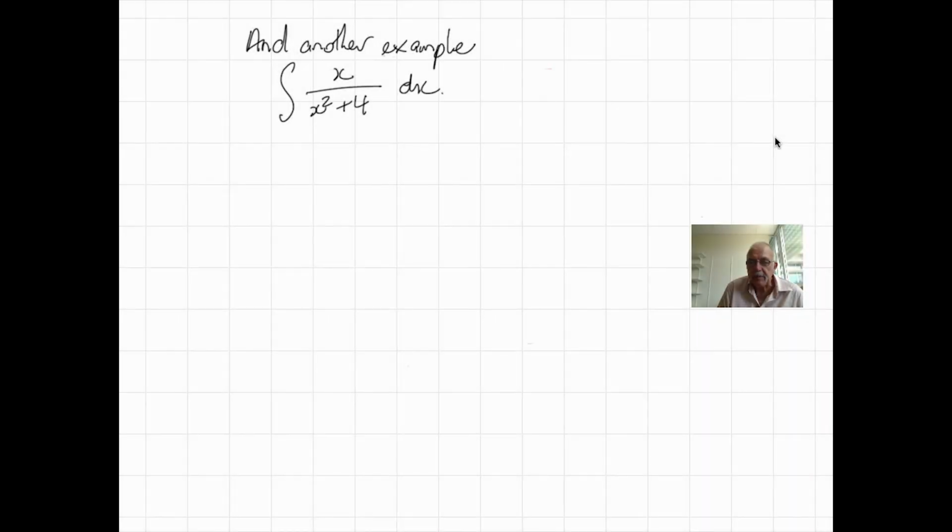If we look at this example, it'd be wrong to think that when we do the integration here, we just find the integral of x and then find the integral of x squared plus 4 and then just put them as a numerator over the denominator as an answer.